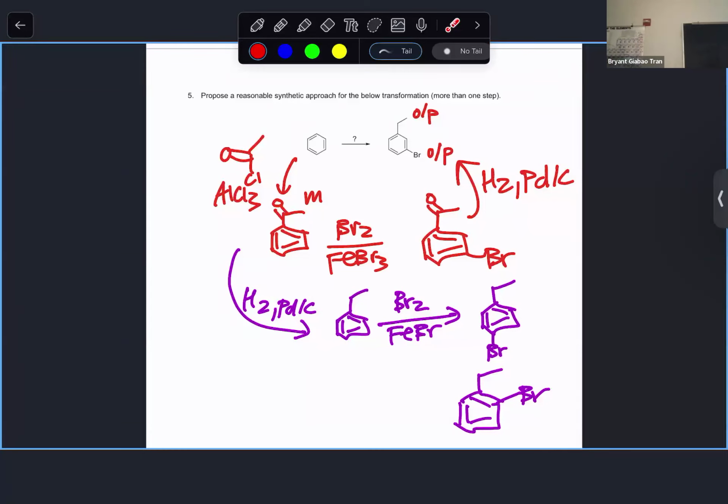Let's see. Tomorrow we'll do more of these benzene synthesis problems and the practice exam as well. But today we just went over the reactions from scratch.